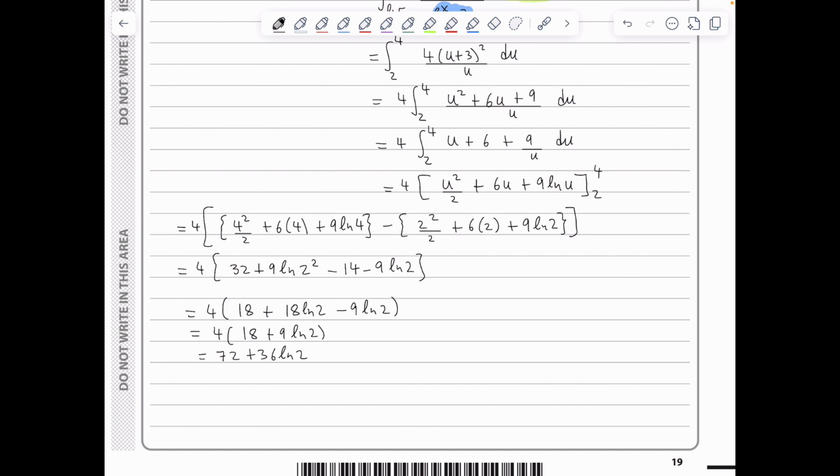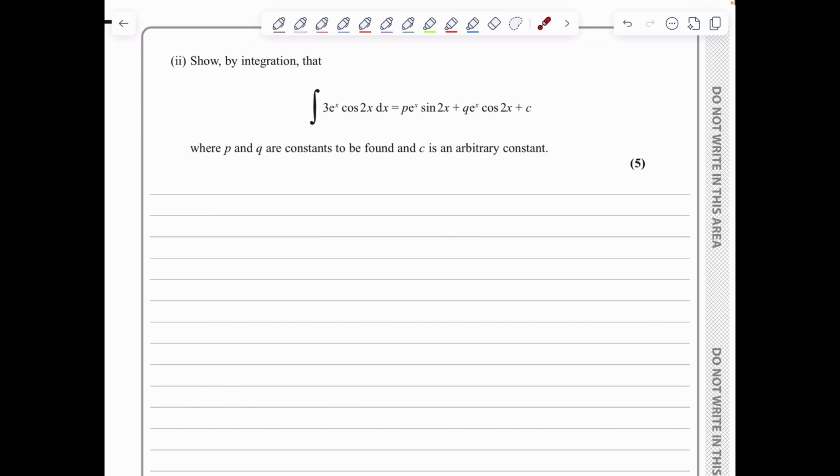In part b, we need to show by integration that the integral of 3e to the x cos 2x is of this form, with p and q being constants to be found and c being an arbitrary constant. This is a classic case where we will be using integration by parts. So I will be choosing u to be 3e to the x and v dash to be cos of 2x. This means that u dash is 3e to the x, and v is the integral of cos 2x, which gives me a half sine of 2x.